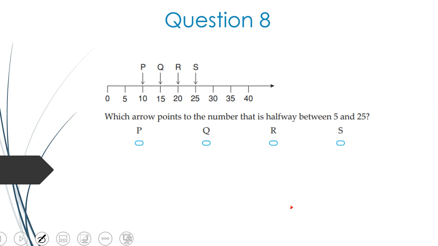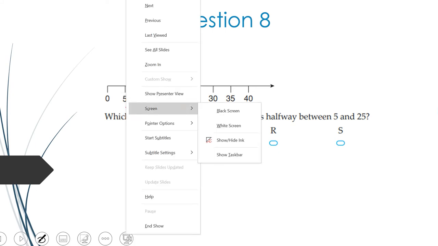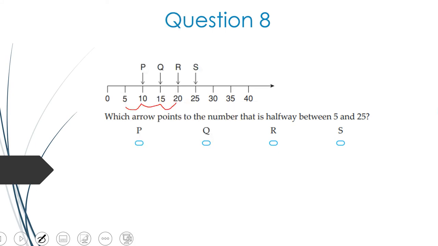Question 8. Which arrow points to the number that is halfway between 5 and 25? To go from 5 to 25, jump once, twice, 3 times, 4 times. Half of 4 jumps is 2 jumps. 1, 2. And as we can see, 15 is 10 away from 5. 15 is 10 away from 25. Clearly the answer is 15, which lines up with Q.